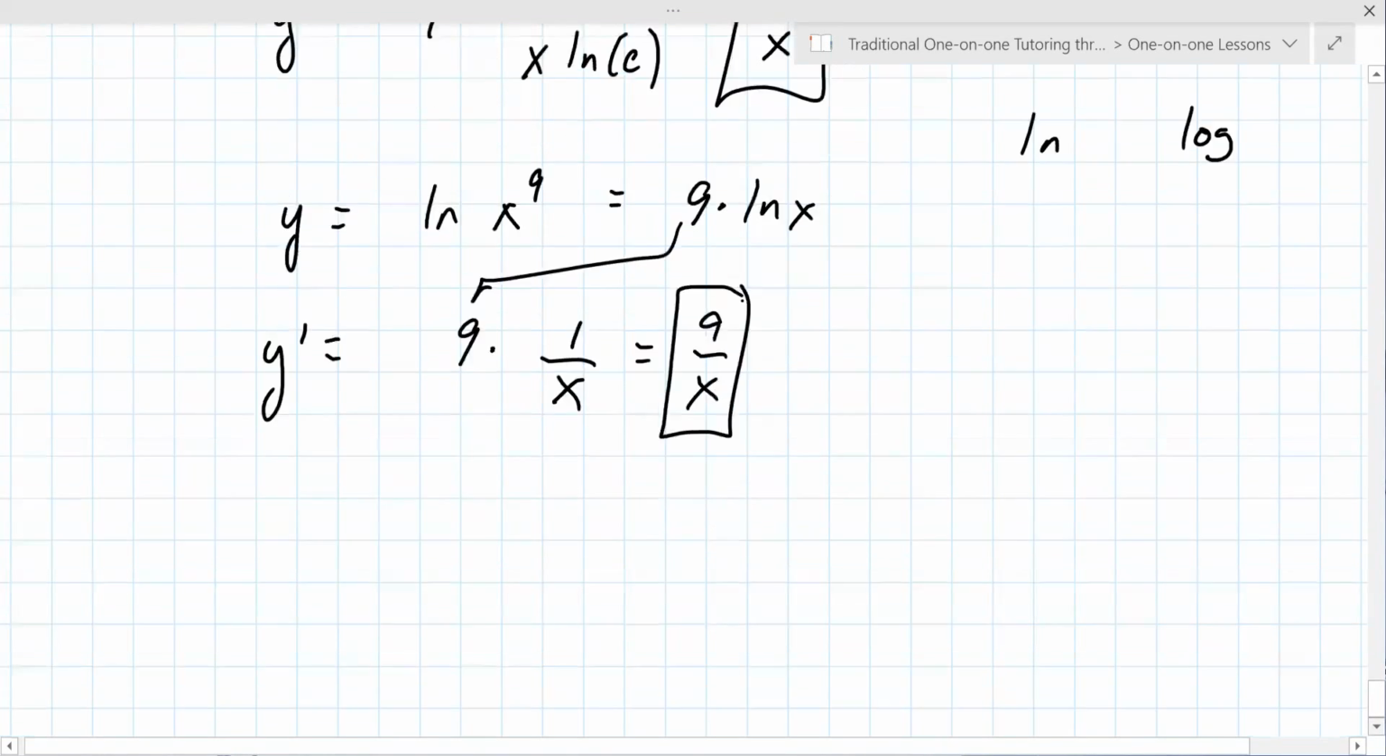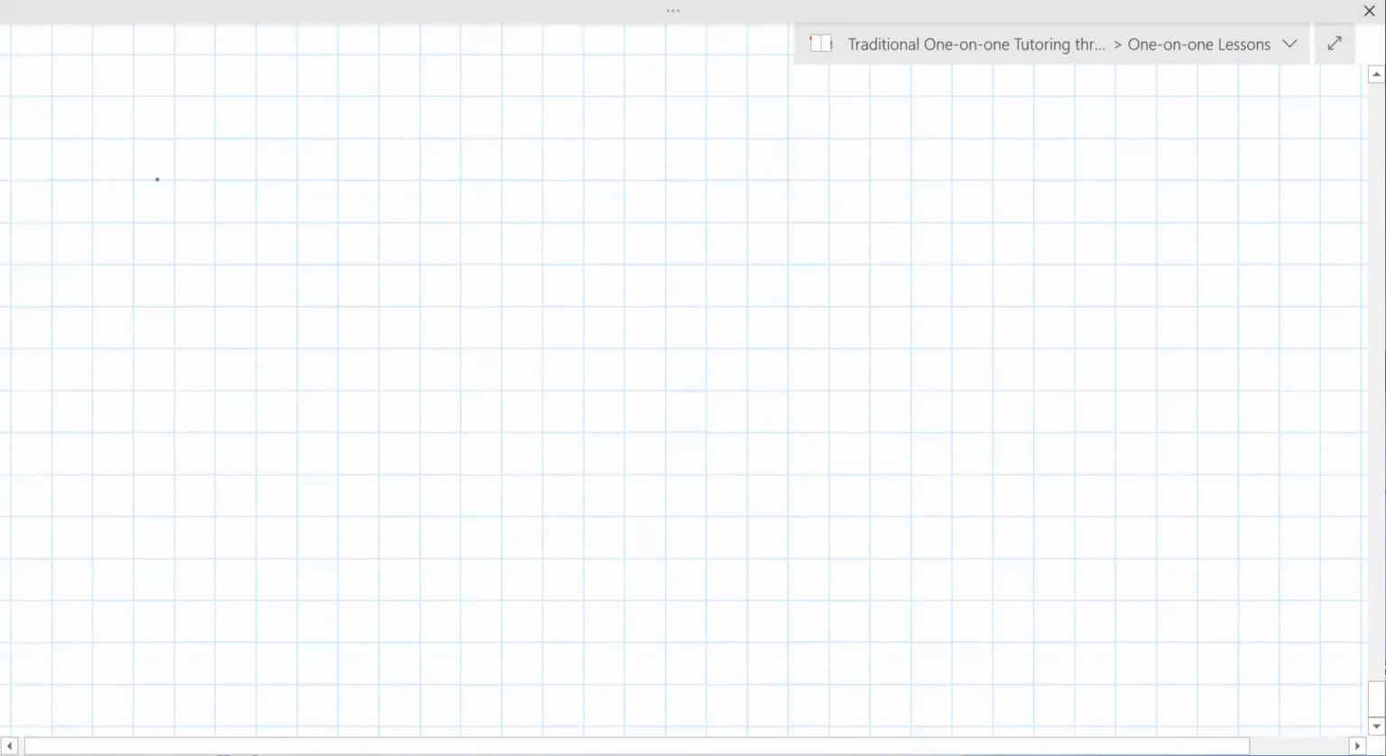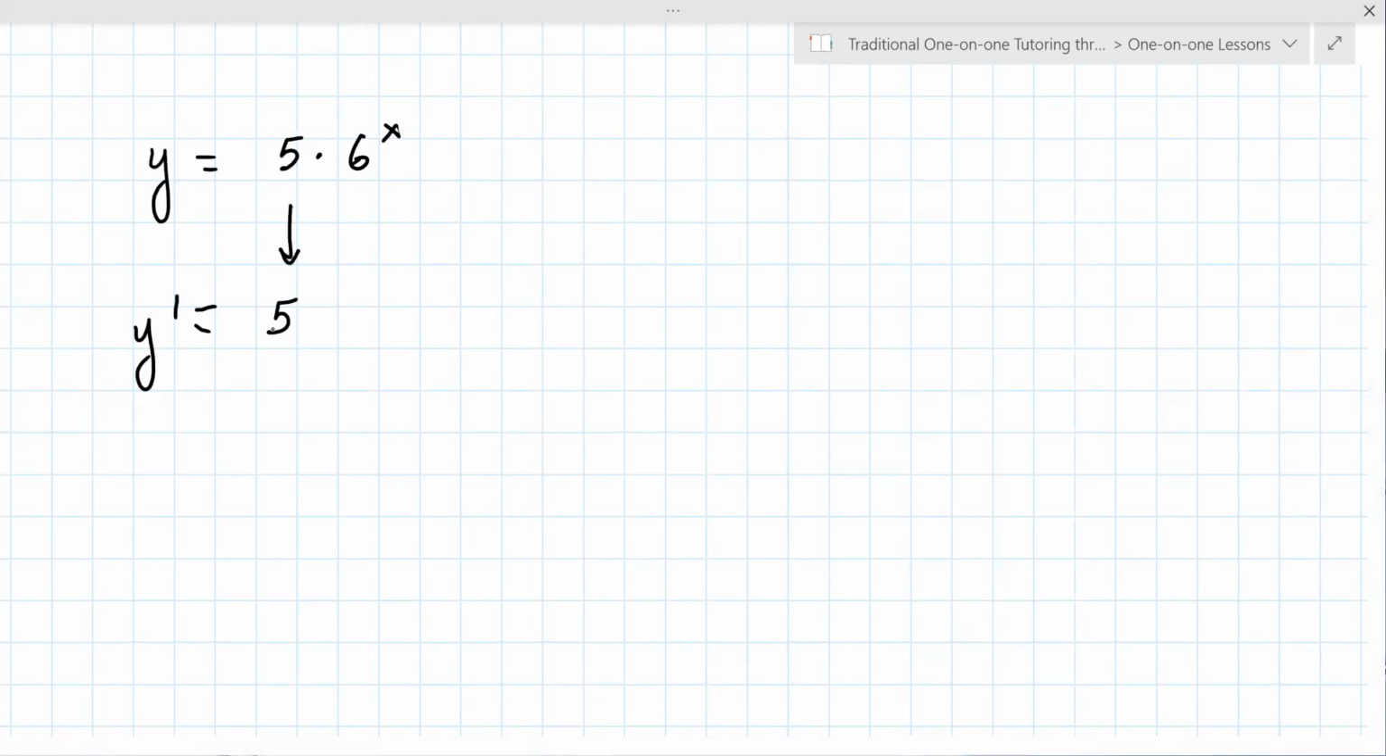So, again, we're doing just two types here. Let's say I tell you y equals 5 times 6 to the x. The derivative, this 5 always comes down. What's the derivative of 6 to the x? 6 to the x times natural log of 6. Why did you add the natural log of 6?